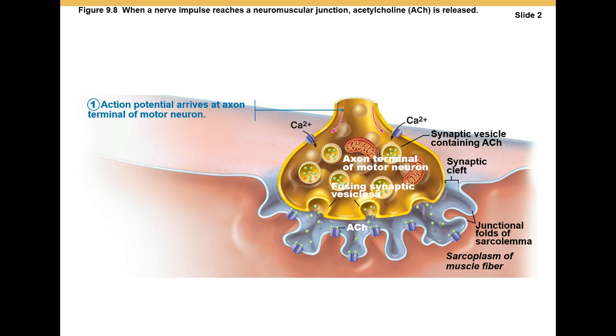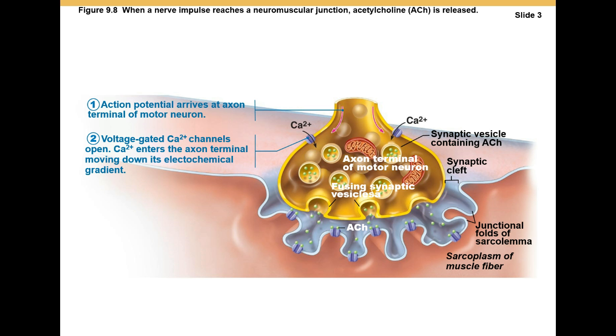All right, so let's move through and see what happens when a nervous impulse comes down the axon of a somatic motor neuron. First, we're going to start with step one. The action potential arrives at the axon terminal. An action potential is a nervous impulse. It comes down the somatic motor neuron axon until it reaches the end, the axon terminal. When it reaches that axon terminal, it will open up voltage-gated calcium channels.